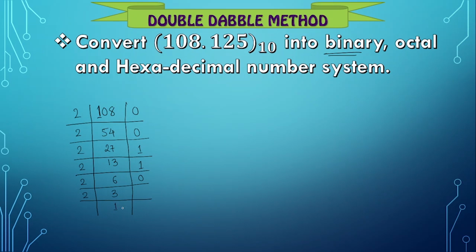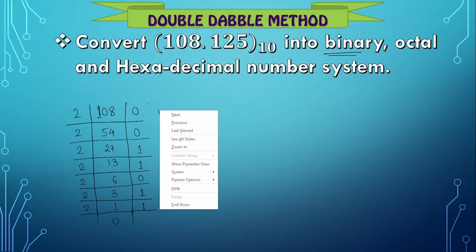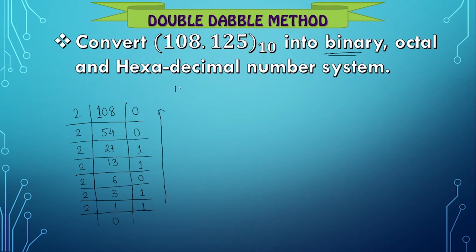3 divided by 2, quotient 1, remainder 1. Again dividing 1 with 2, you will have 0 quotient and remainder 1. And you will write from bottom to top. Okay, so here 108 in decimal can be represented as 1101100 in binary.